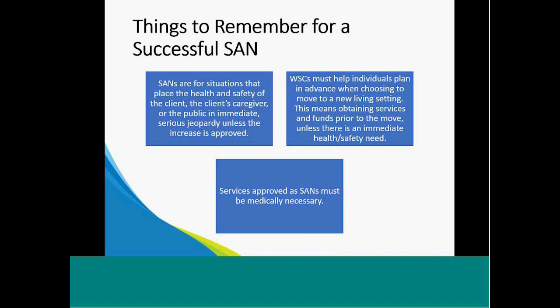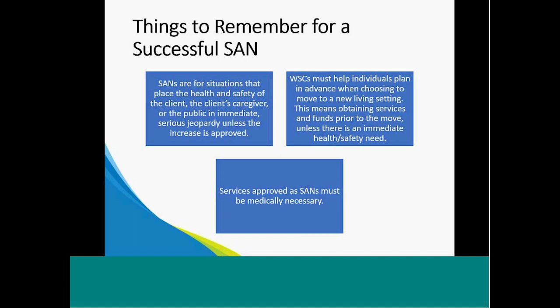A client should not move or change their living setting if there are inadequate funds to meet their needs for a full year before you request additional funds, unless it's a health and safety emergency. So if the client is living in the family home and everything's fine, but they just decide they want to move into their own apartment, so you go ahead and move them, set them up with supports and services, and then you submit the SAN. Well, there's no guarantee that what you set them up with is going to be approved. So please try and plan ahead, be proactive.